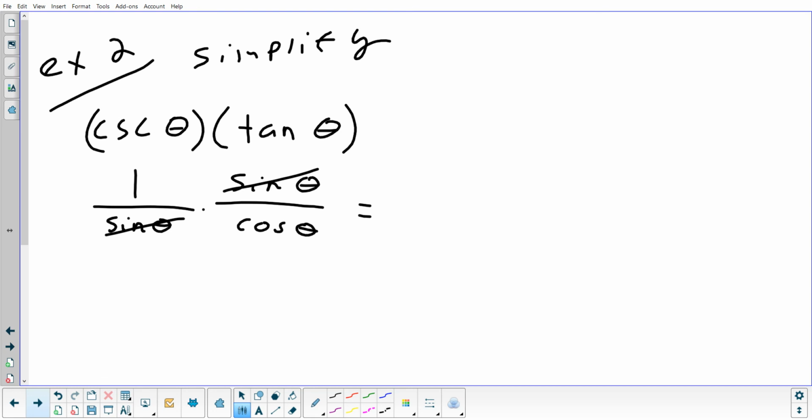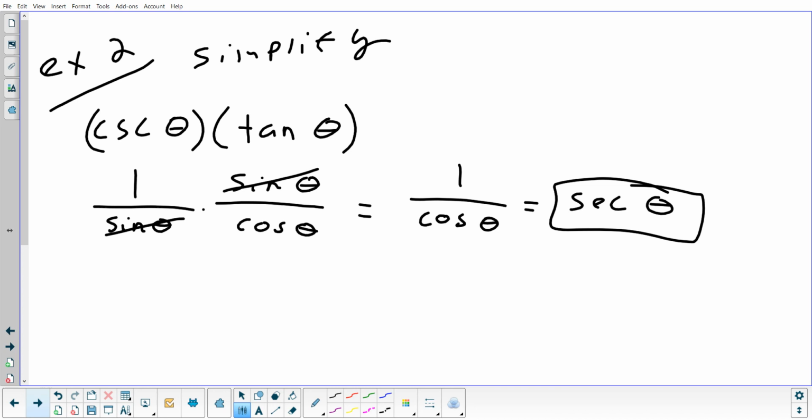And if I cross those out, Ethan, what does that leave me with? 1 over cosine. And Chris, what do you get if you take the cosine and you flip it? Secant. That's the secant. So again, we took a problem that started with 2 trig functions, and we turned it into something that only had 1. Any question on that? All right.